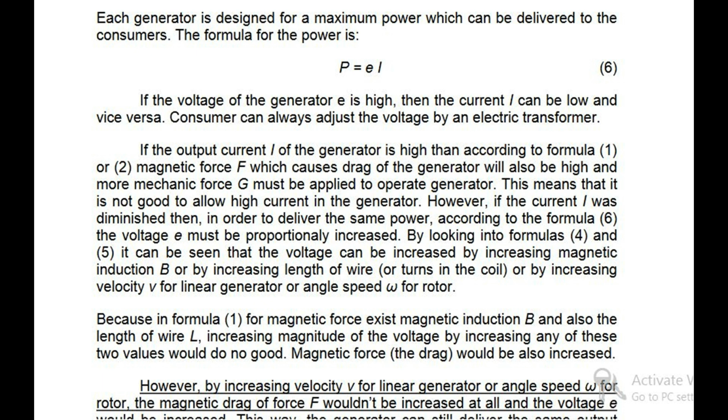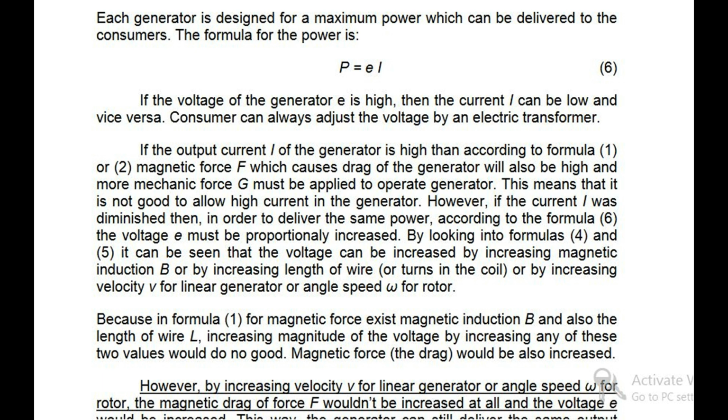If the output current I of the generator is high, then according to formula 1 or 2, magnetic force F, which causes drag of the generator, will also be high, and more mechanical force G must be applied to operate the generator. This means that it is not good to allow high current in the generator. However, if the current I was diminished, then, in order to deliver the same power, according to formula 6, the voltage E must be proportionally increased.